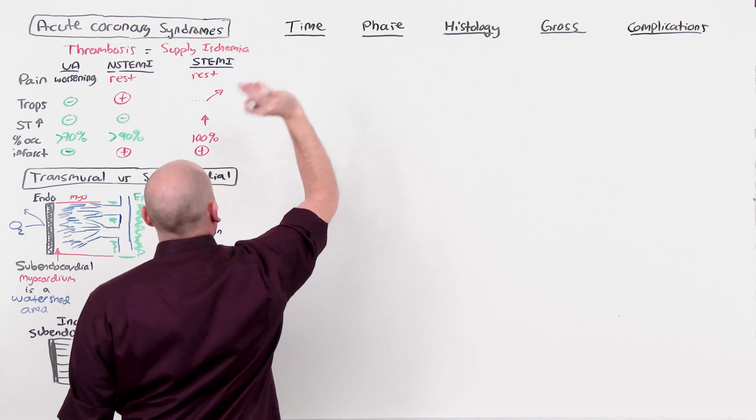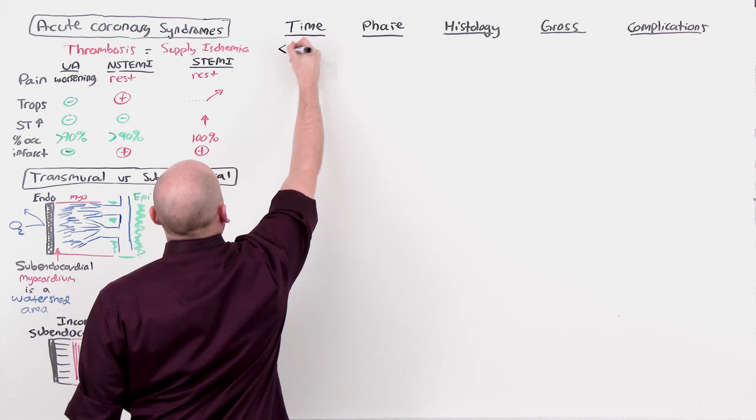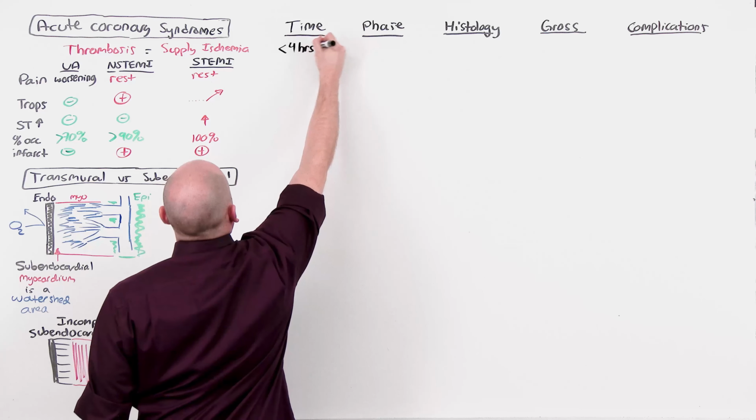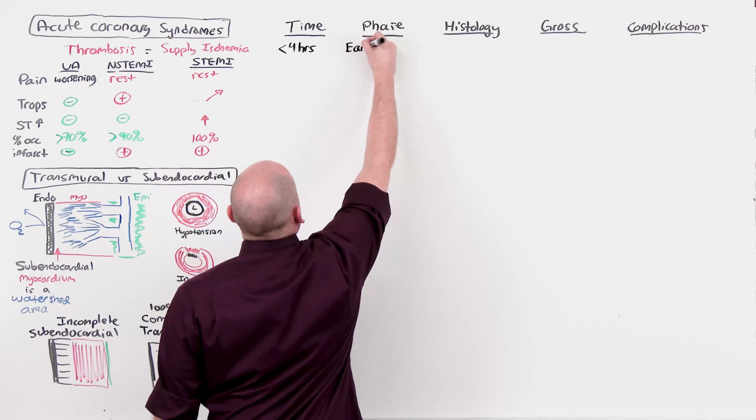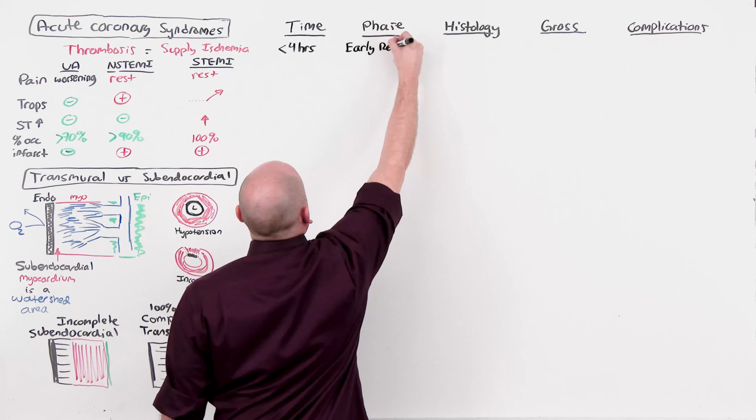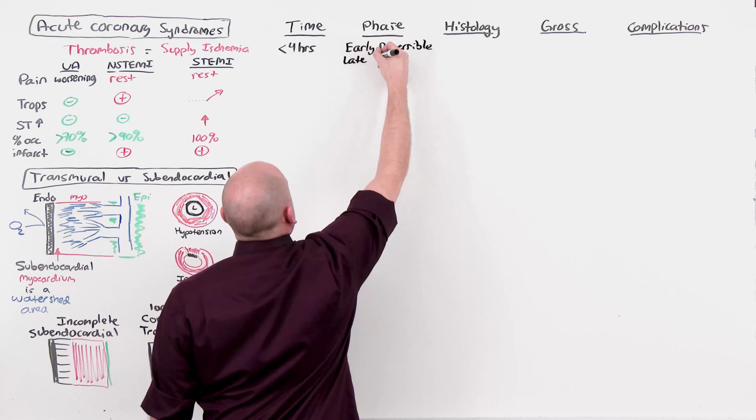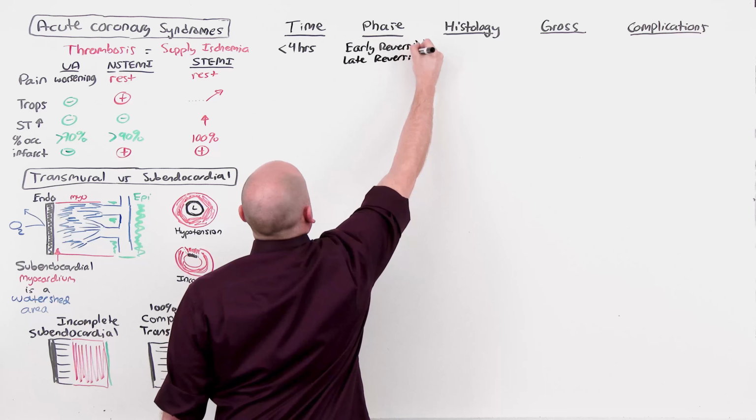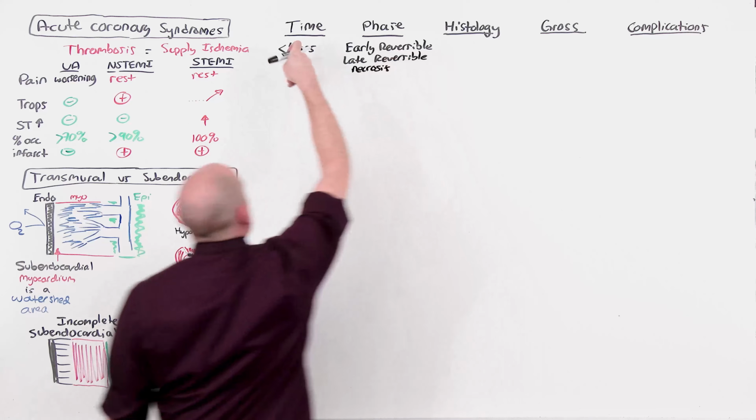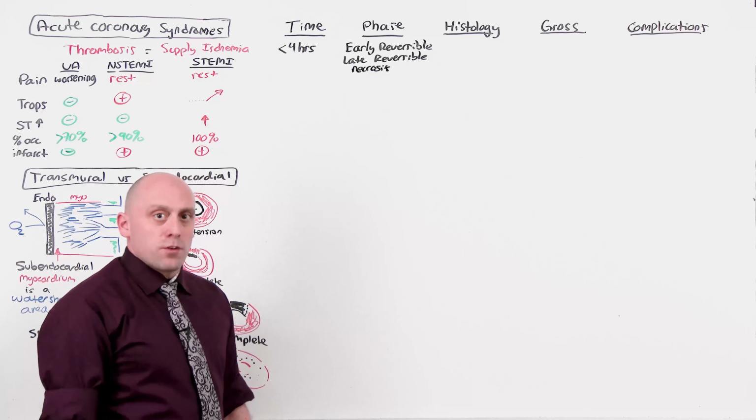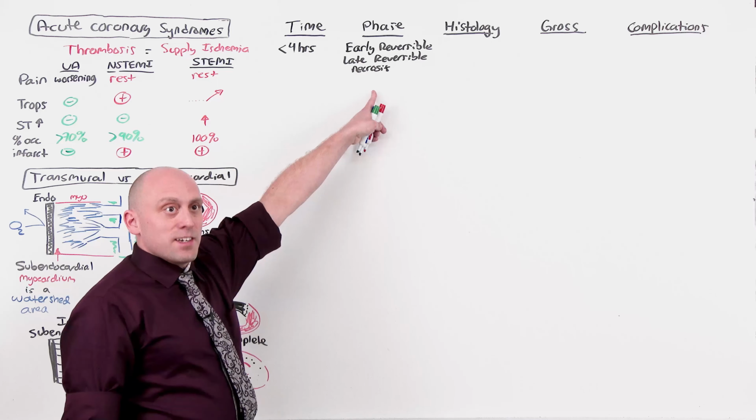An artery thrombosis, 100% occlusion, no blood flow. In the first 4 hours, myocytes are deprived of oxygen and glucose. This is the phase of early reversible and late reversible necrosis. These cells can be saved. If you revascularize within 4 hours of thrombosis, you reverse the necrosis, they do not die.